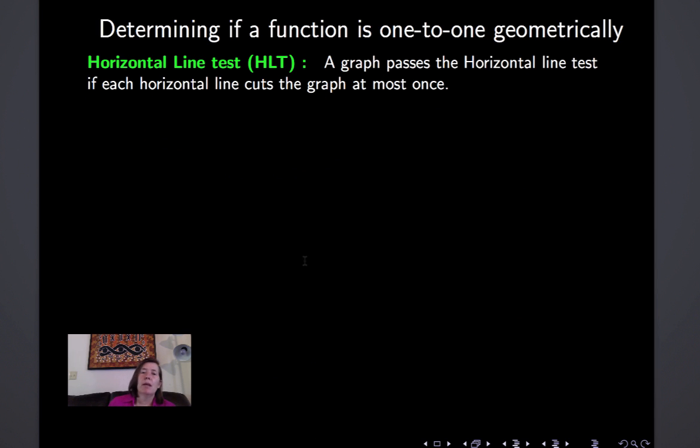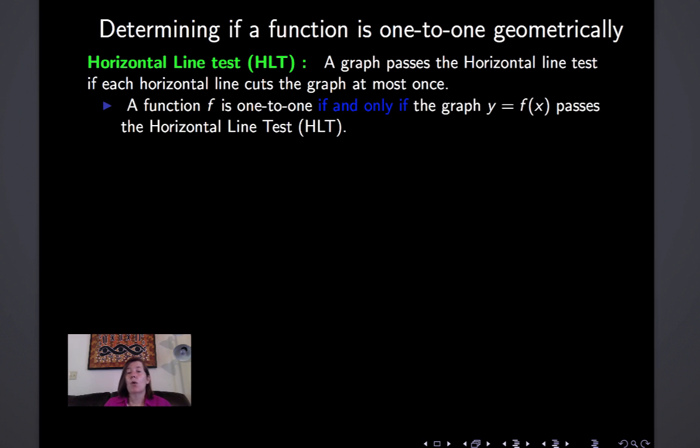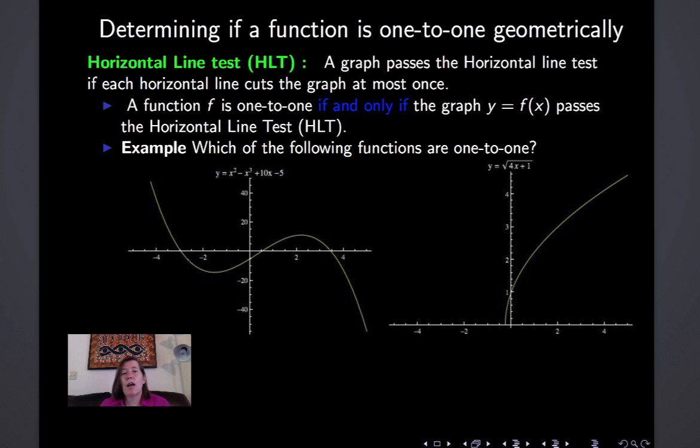So we can make a test for checking whether a function is 1 to 1. If we can sketch the graph, we say that the graph passes the horizontal line test if every horizontal line cuts the graph at most once. A function is one-to-one if and only if the graph passes this horizontal line test. Here we've graphed two functions, a cubic on the left and y equals the square root of 4x plus 1 on the right. We're going to use this horizontal line test to check if these functions are one-to-one.